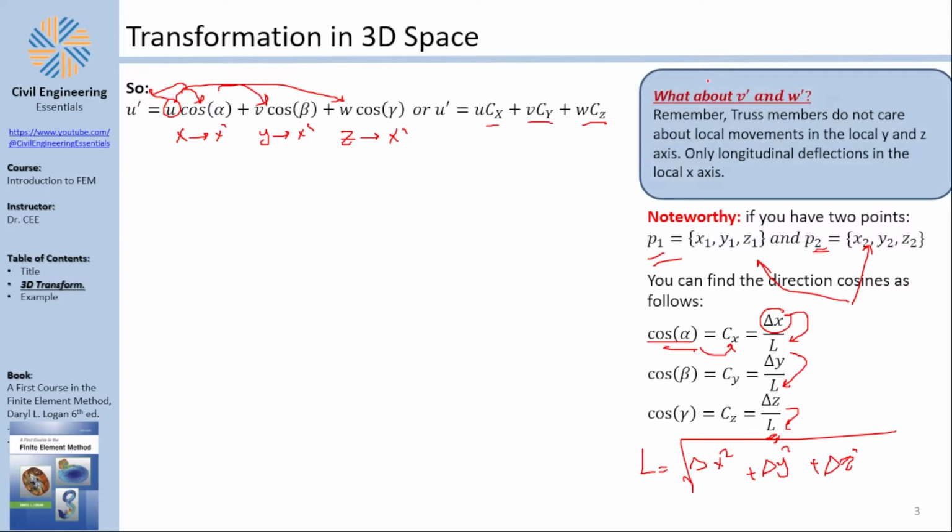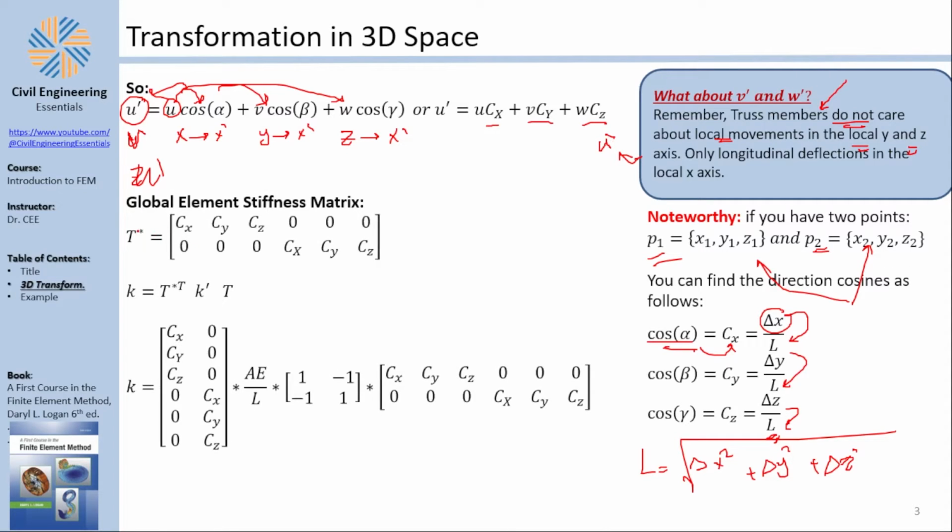Now, please notice that, of course, I'm only talking about u. So what about v dash or v local and w local? Which means, what about the movement in the local y and local z? Nobody cares, because truss members do not care about the local movements in their local y and z axes, because the only movement that generates forces in a truss member is the movement in the local x axis, which we denote as u dash.